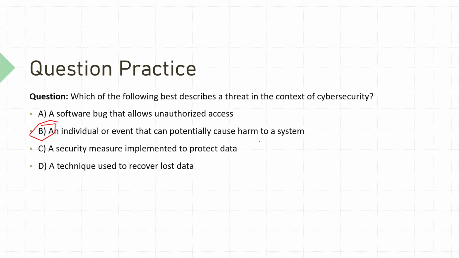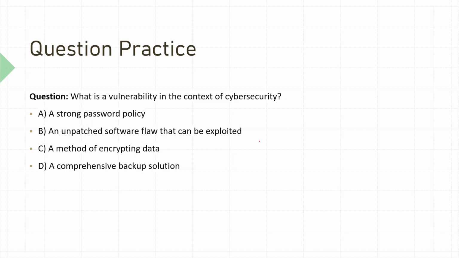Let's go with the next quick shot. What is a vulnerability in the context of cybersecurity? A strong password policy is a control. An unpatched software flaw that can be exploited, yeah, makes sense. A method of preventing, that's encryption. A comprehensive backup solution is a control. So the answer is B, unpatched software flaw, because that persists in the system.